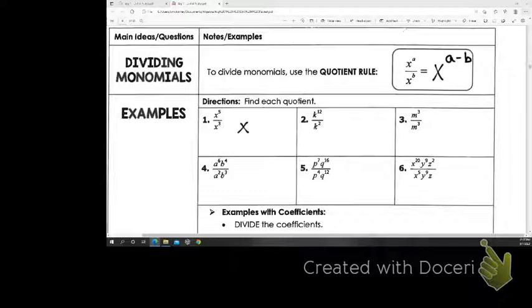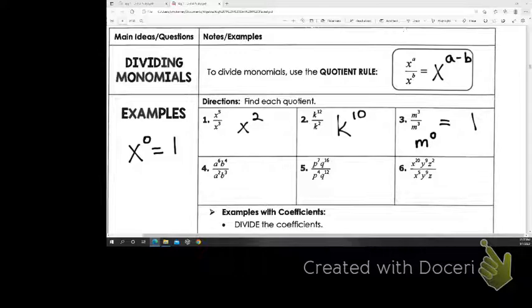So 5 take away 3 would make x to the second. 12 take away 2, k to the 10th. If it is the same, then it is equal to 1. Not 1 as an exponent, but just the constant 1. So this would be the same as saying m to the 0, 3 minus 3, and anything to the 0 power is equal to 1. Not 0, 1.